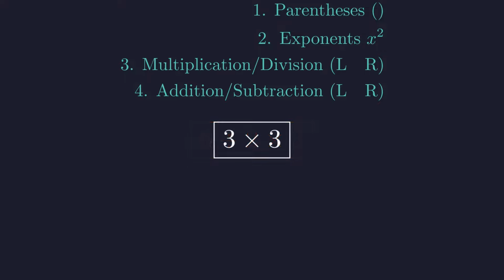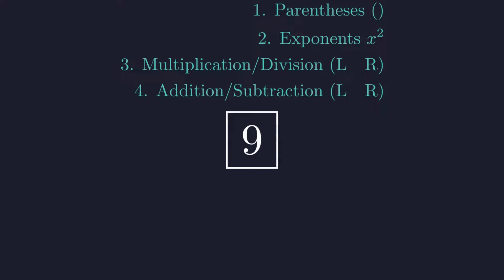6 divided by 2 gives us 3. Leaving us with this final multiplication. 3 times 3 is 9. By the official rules, it's 9. Case closed? Not so fast.